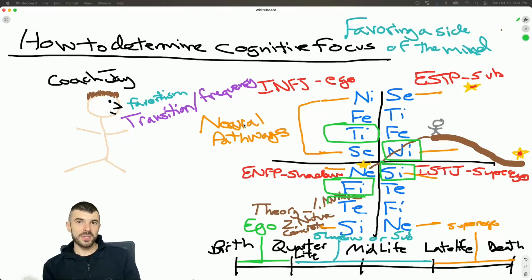And this is another way, actually, if you are really having a hard time typing someone and determining if they are responding versus initiating, and looking at favored functions within an interaction, you can see how they go together. Look at which function they're leading with on each side of their mind, and that helps determine cognitive focus.